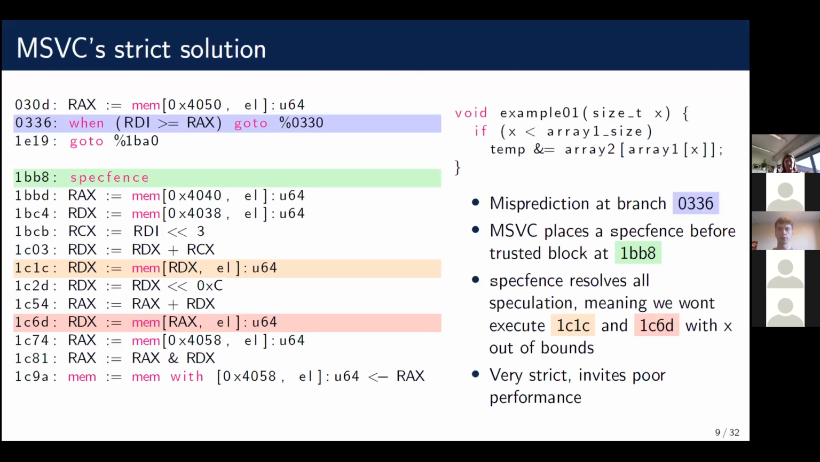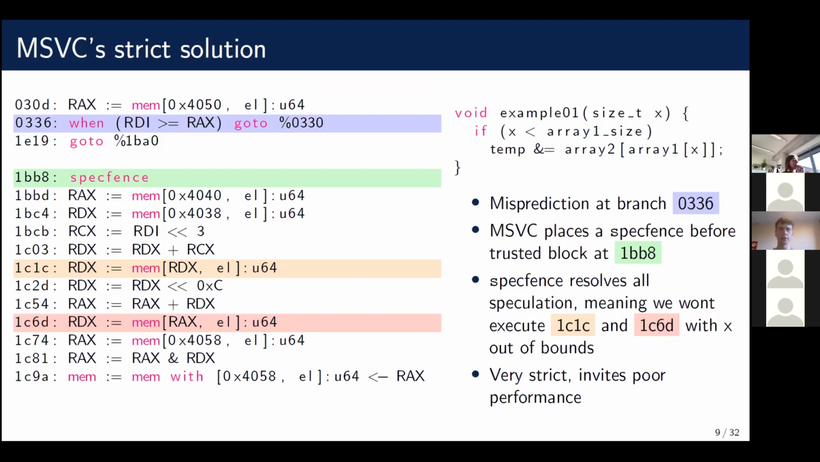So Paul Cocker's research focused around testing and speculative mitigations of MSVC, and as such, he found that Microsoft's compiler places a speculative fence at address 1BB8, forcing the branch predictor to resolve any speculative execution at the start of this block. Therefore, we never misspeculate the instructions 1C1C and 1C60, meaning we never invite an unbounded read into the speculative state or the microarchitectural state.